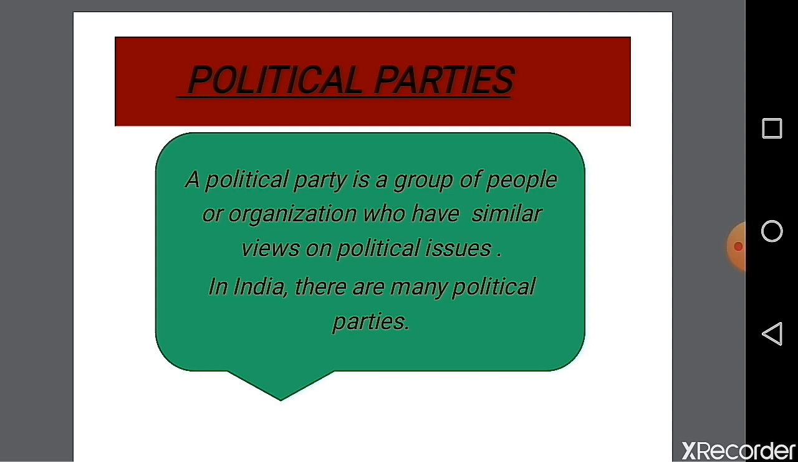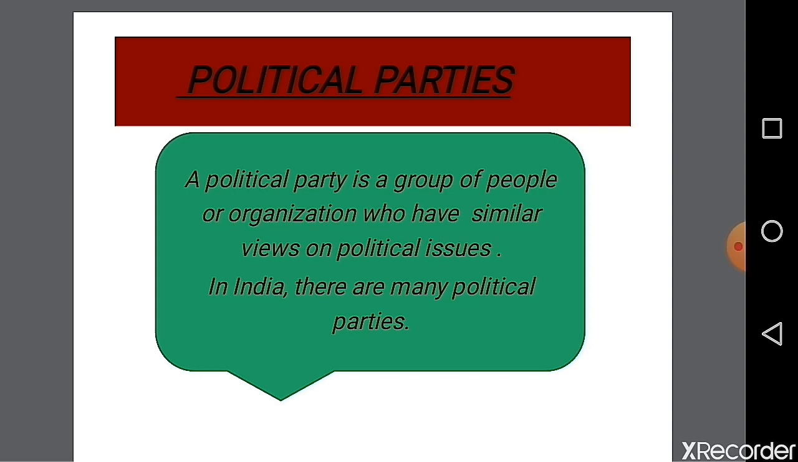So, what are the political parties? What does it mean? Political party is nothing but a group of people. It is an organization in which every member of those political parties have similar views, and they also contest election in the want of power.